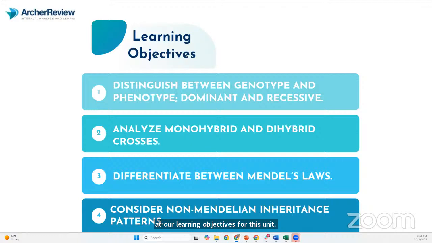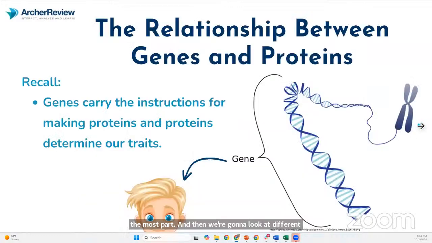So in this final segment, we're going to distinguish between genotype and phenotype and dominant versus recessive traits. We will analyze monohybrid and dihybrid crosses. We'll differentiate between Mendel's laws because he's the one responsible for what we know about genetics for the most part. And then we're going to look at different inheritance patterns that Mendel didn't consider. Those are considered non-Mendelian inheritance.